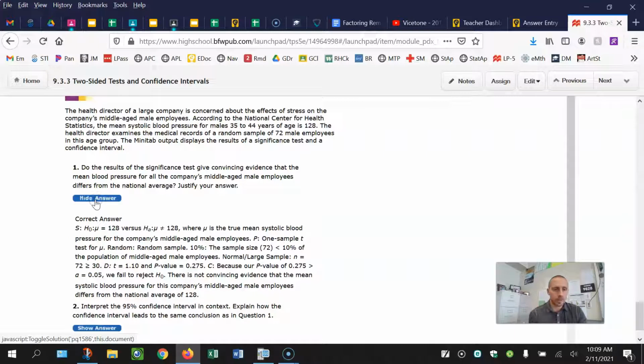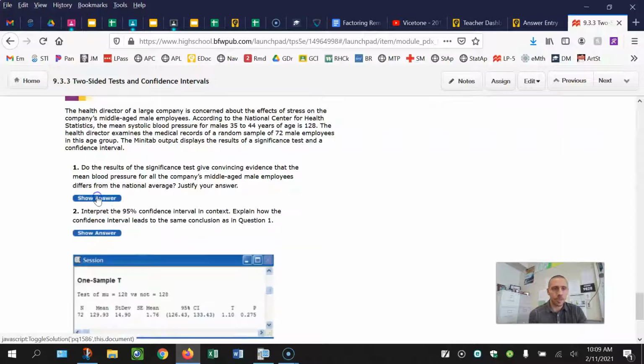All right, they're going through the whole thing here. P-value is greater, fail to reject. All right. Interpret the 95% confidence interval. So we're 95% confident that the true mean blood pressure for males 35 to 44 is between this and this value. Explain how the confidence interval leads to the same conclusion. 128 is within our confidence interval. So we don't have convincing evidence that this true mean is different than 128.